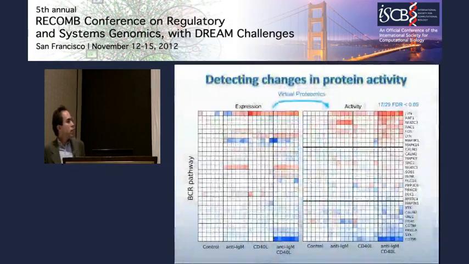To validate this, we use, again, the BCR receptor and CD40 experiment.